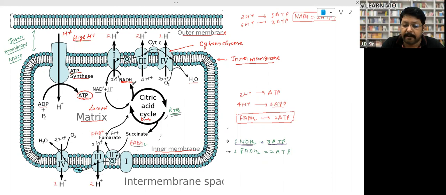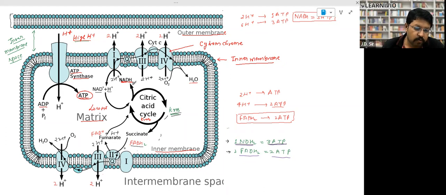Clear? Yes. Okay. Now why 1 FADH2? Why is 1 FADH2 equal to 2 ATP? Look. This FADH2 will break down into FAD+. When FADH2 breaks down into FAD+, what will happen? Hydrogen ions will be pumped in.